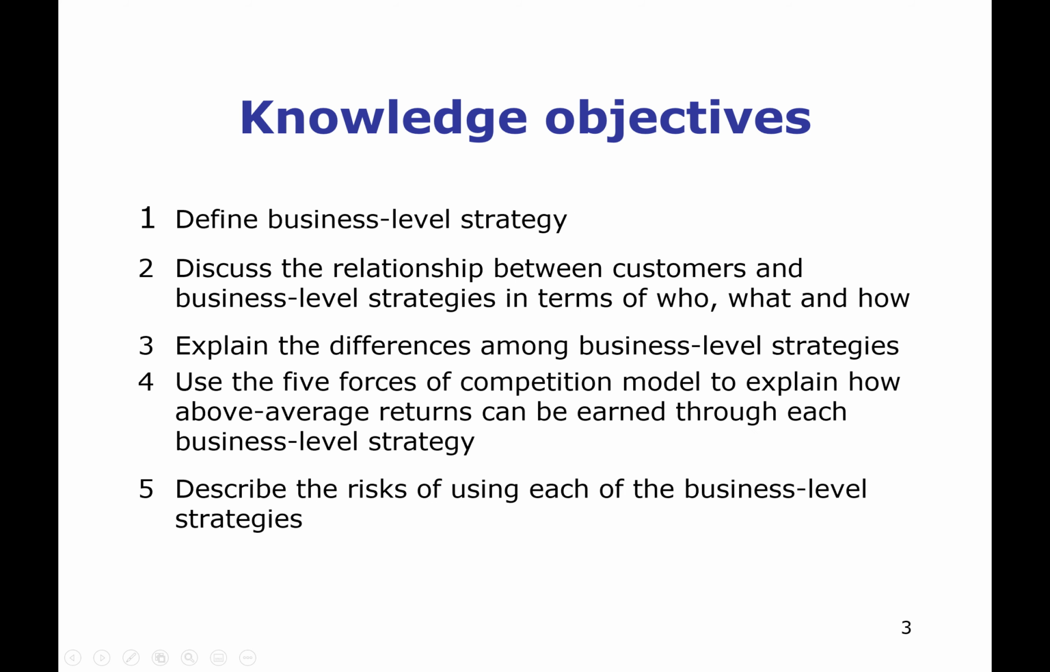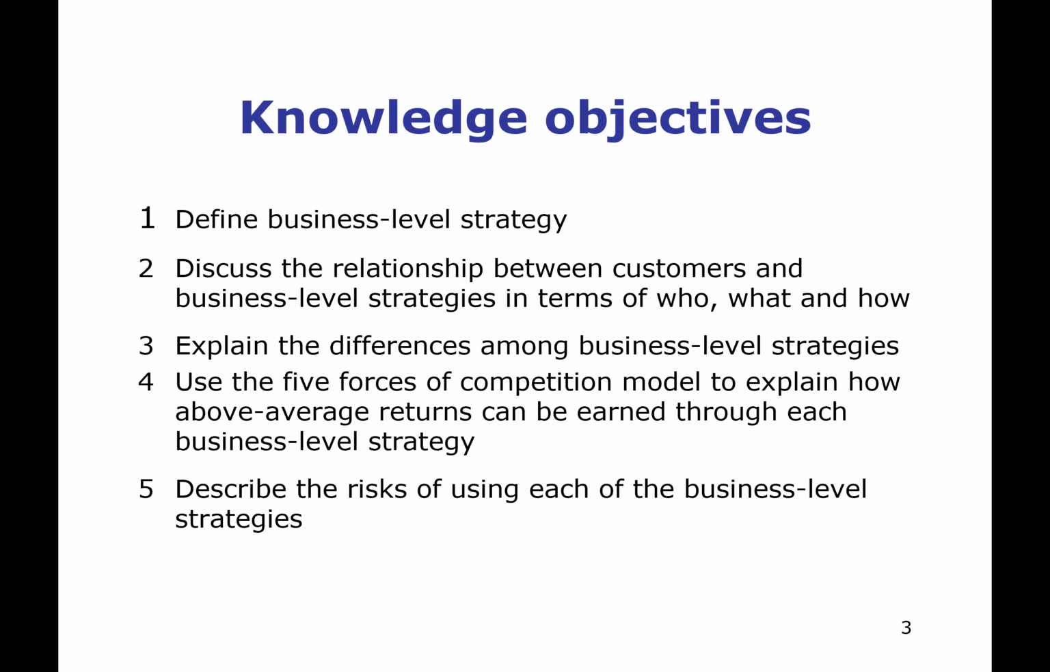So, what we're going to do this week, in the first part, we're going to define business level strategy and discuss the relationship between customers and business level strategy. In the second part, we're going to discuss the differences among business level strategies, use the 5 forces model of competition to explain how above average returns can be earned through each business level strategy, and describe the risks of using each of those business level strategies.